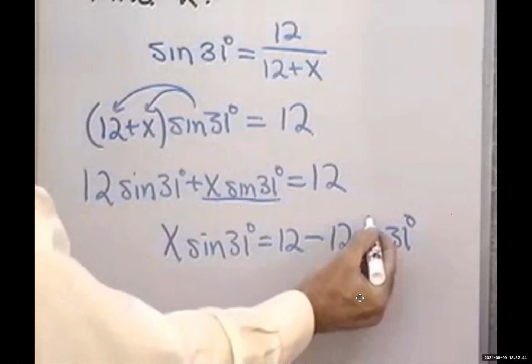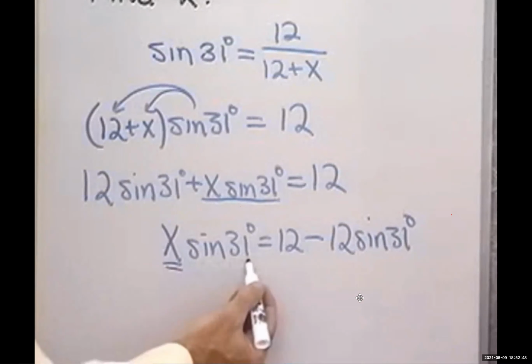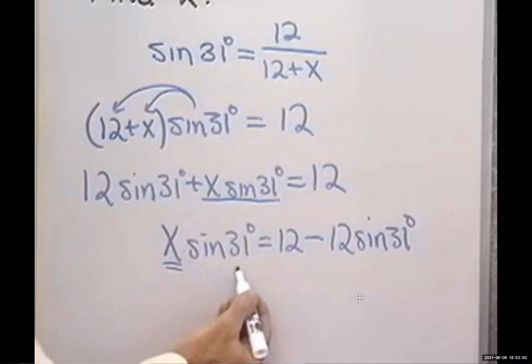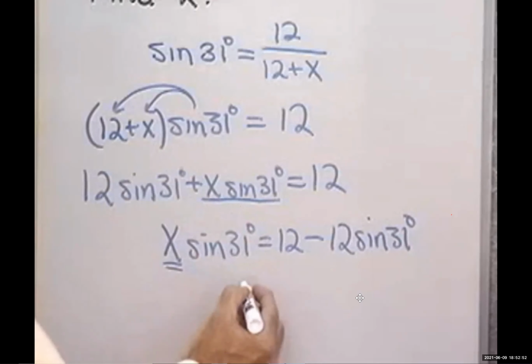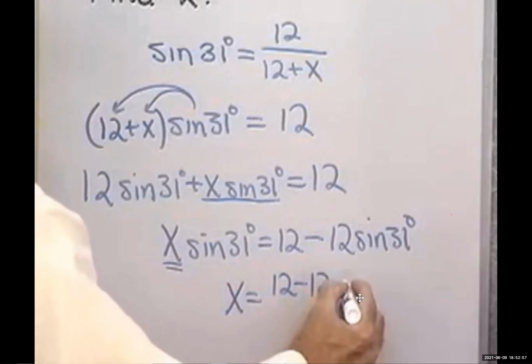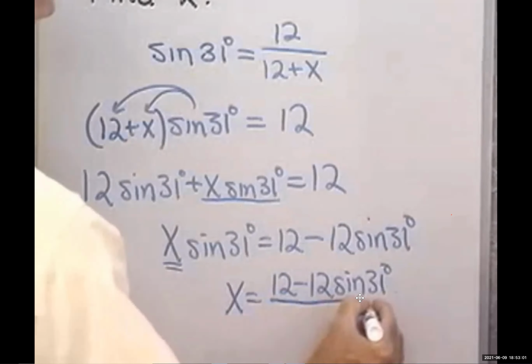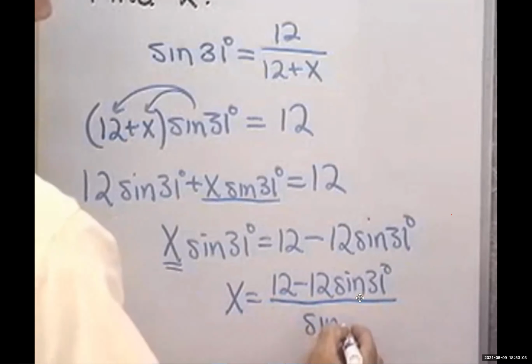Okay, and now I want to solve this for X, so I'm just going to divide both sides by sine 31. This is just a single number, so I can divide both sides by it. X is equal to 12, subtract 12 sine 31 degrees, all divided by sine 31 degrees.